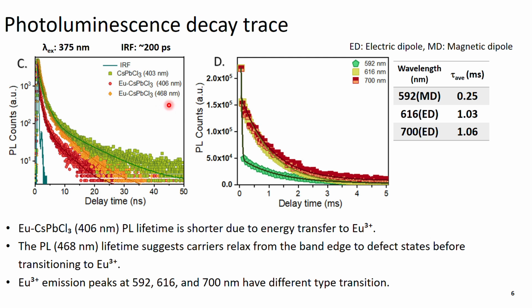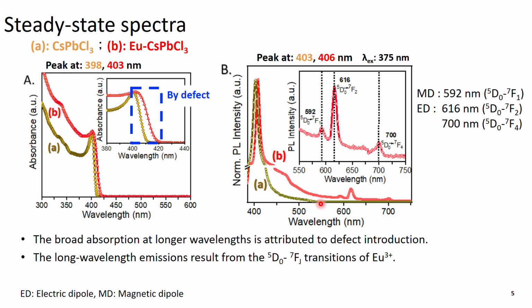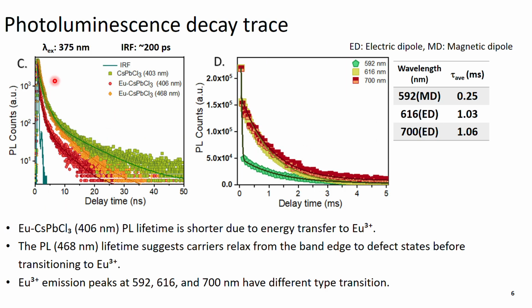We saw this as a broader emission peak on the previous page. So this yellow line has a longer lifetime than the red line, but also a shorter lifetime than the red line. The red line is from the cesium lead trichloride perovskite band gap.